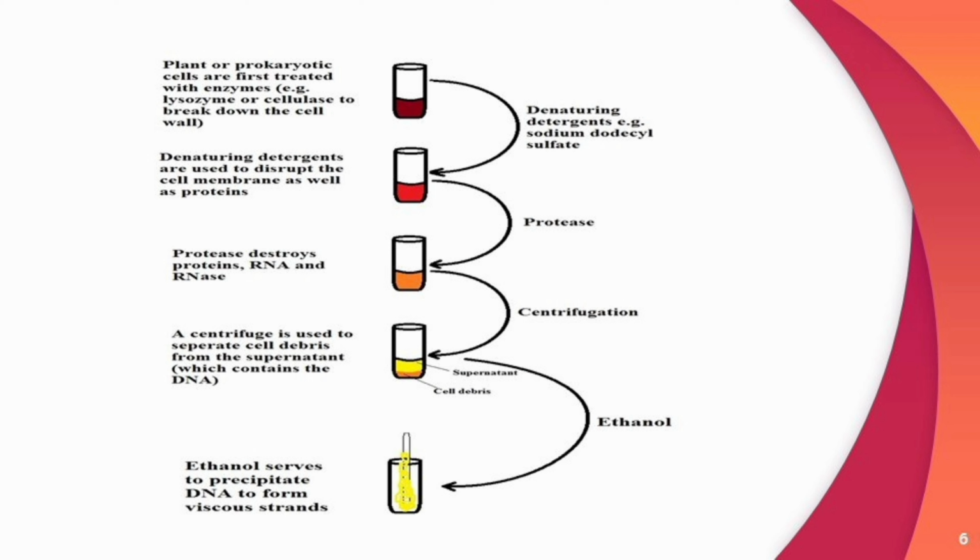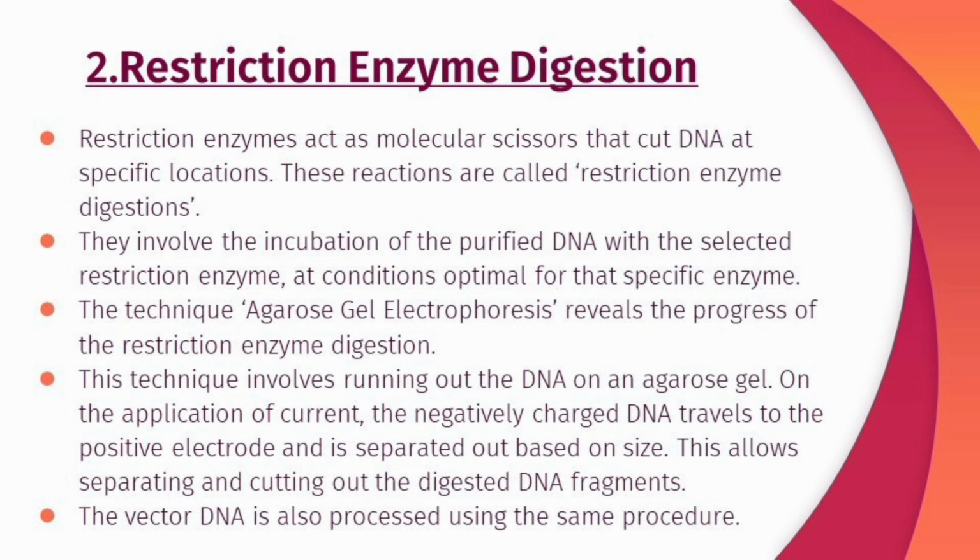Proteases are added then. Protease destroys proteins, and RNases destroy RNA, and then centrifugation is used to separate cell debris from the supernatant which contains DNA. To this test tube, ethanol is added. Ethanol serves to precipitate DNA to form viscous strands. Second step is restriction enzyme digestion.